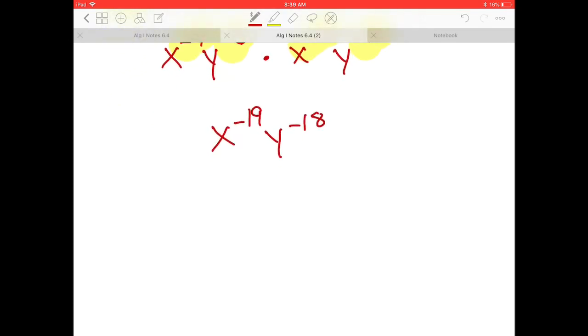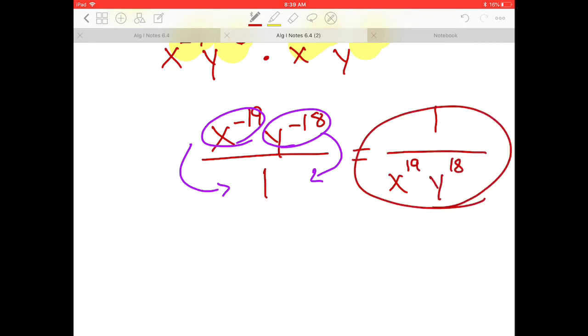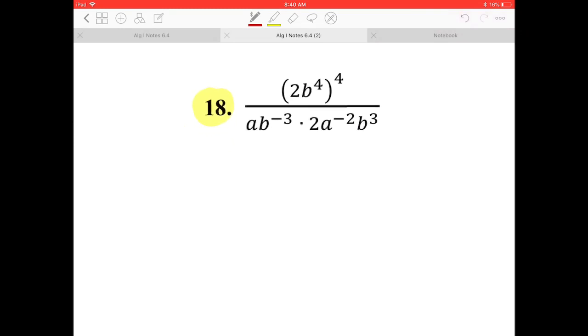Okay, so I actually need to move both of these. I need to move them to the bottom, cross the line, flip the sign. This is not a fraction, but you can make it one just by putting it over 1. So if both of these guys are going to move, cross the line, flip the sign, cross the line, flip the sign, this is going to turn into 1 over x to the 19th power, y to the 18th power. So basically I took this whole thing and flipped it upside down. Okay? Oh, are you learning?